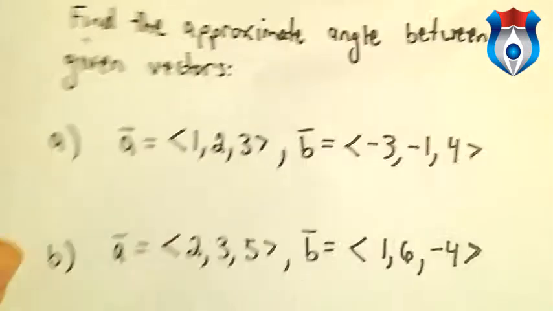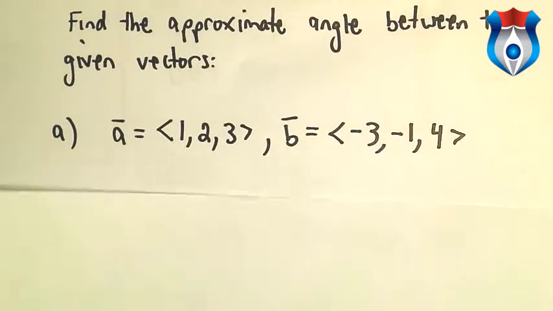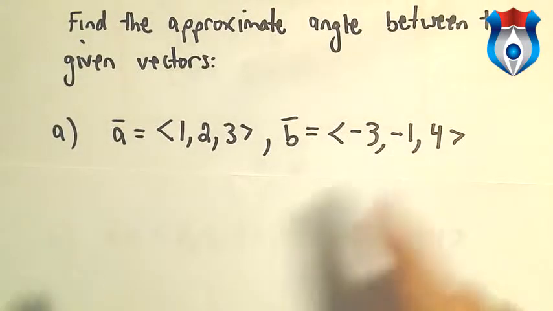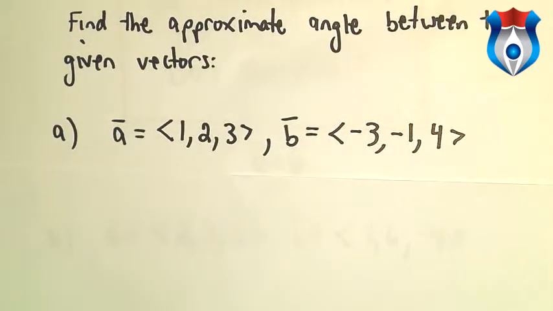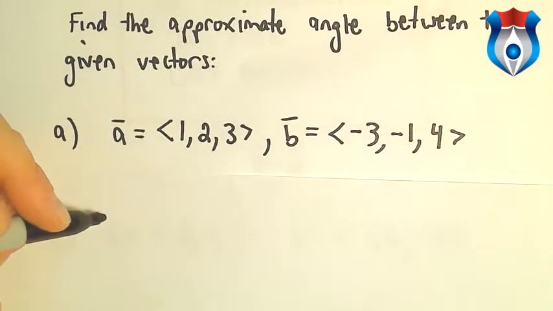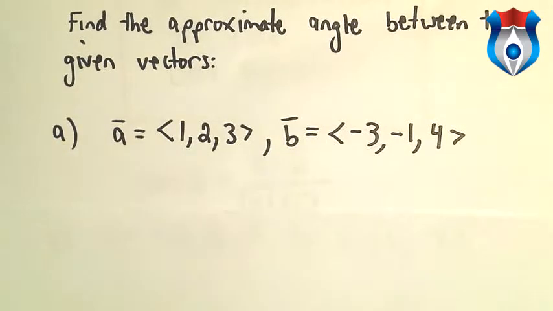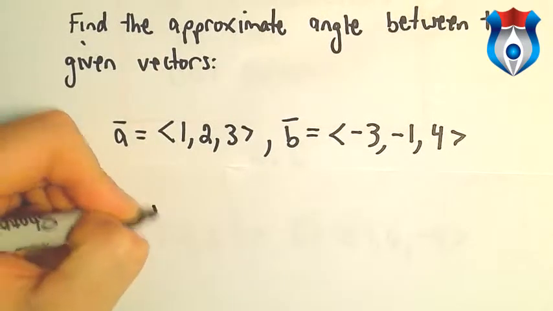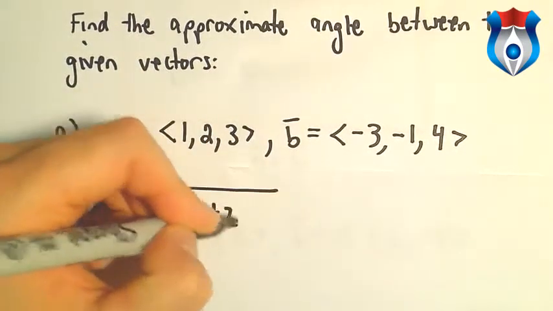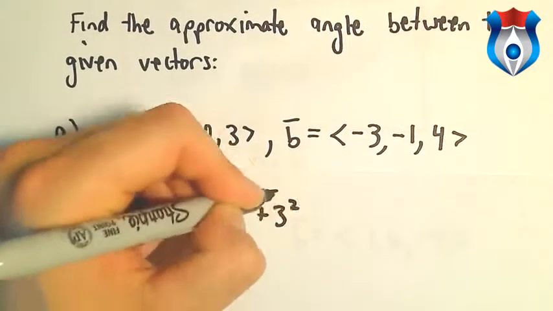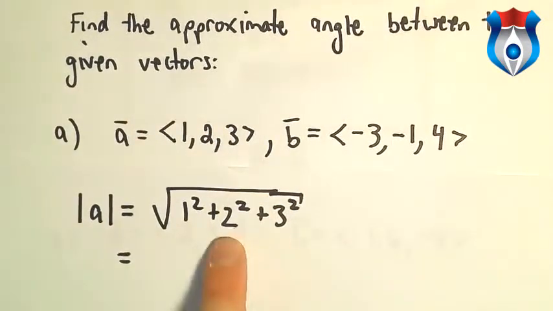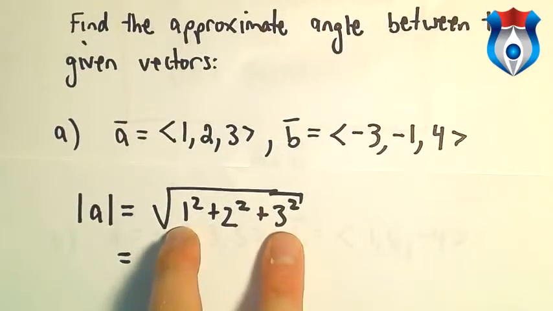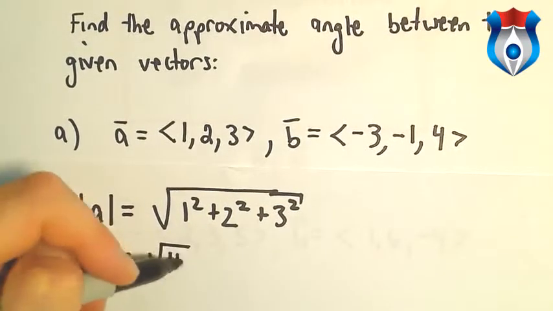So what we're going to do is find some angles between some vectors. So in part A we've got vector A is 1, 2, 3, vector B is -3, -1, 4. So we'll figure out the angle by using, again, our little formula. So a couple things here. The magnitude of A, so that's going to be 1 squared plus 2 squared plus 3 squared. Let's see, that's 1 plus 4 plus 9, so we'll get the square root of 14.